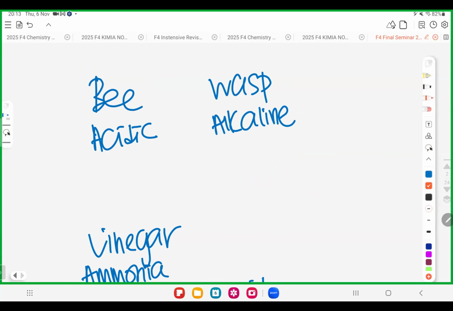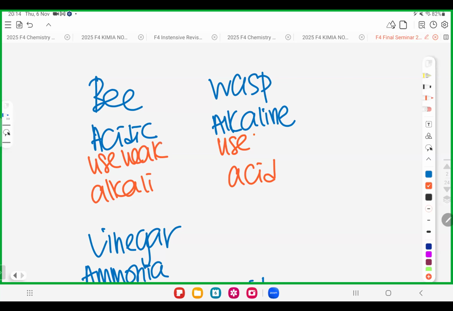So when you are stung by a bee, which is acidic, you should use alkali to neutralize. When you are stung by something alkaline, you should use acid to neutralize. But remember, when you want to neutralize the acid or alkali on the skin, because the bee and wasp sting you on the skin, you have to use weak acid or weak alkali. You cannot use strong acid or strong alkali, because they are corrosive. They will hurt you even more rather than helping you to neutralize the sting.